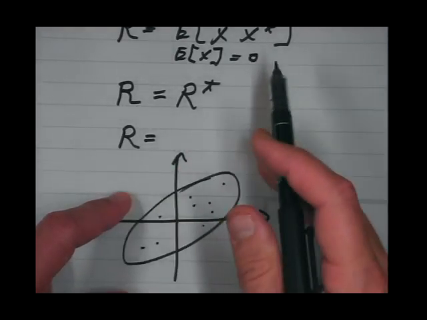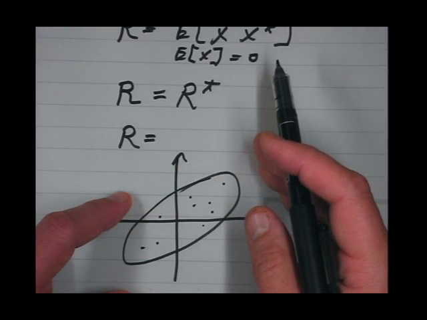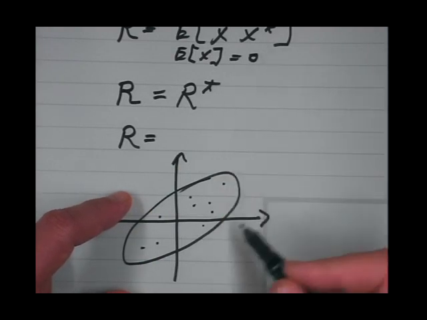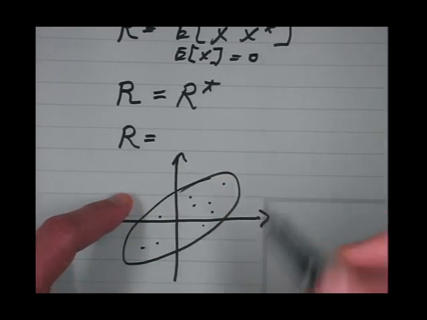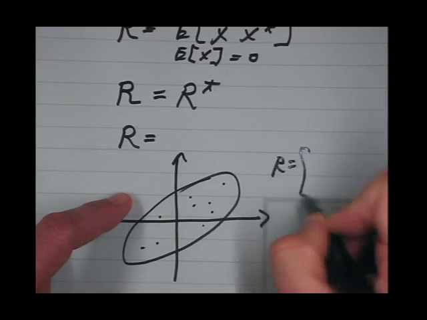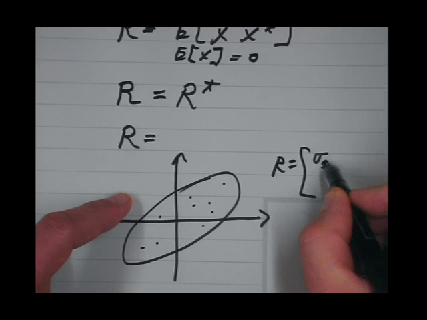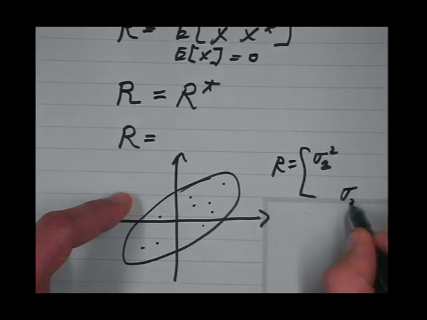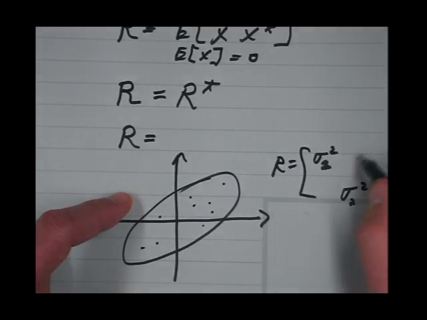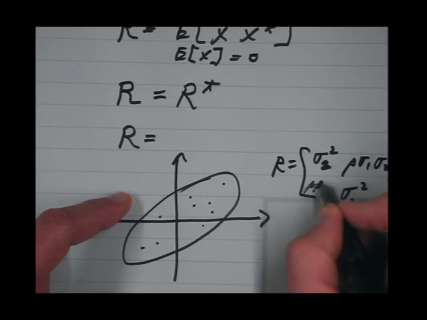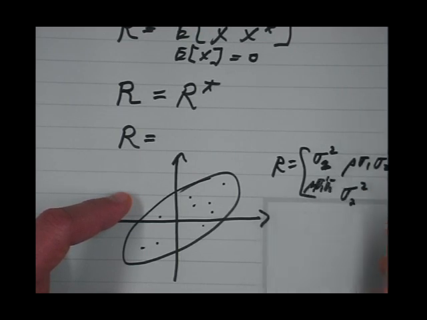And then you calculate the autocorrelation, and you'll get an autocorrelation matrix. So what would the autocorrelation matrix look like in this case? It's a 2 by 2 matrix, right? This is sigma 1 squared, and this is sigma 2 squared. And then this is rho, the correlation coefficient, times sigma 1 times sigma 2, and this is rho times sigma 1 times sigma 2, okay? Everybody knows that, right?